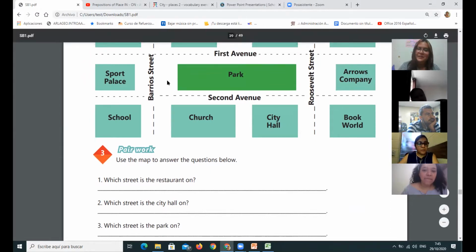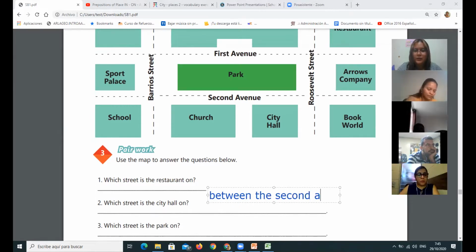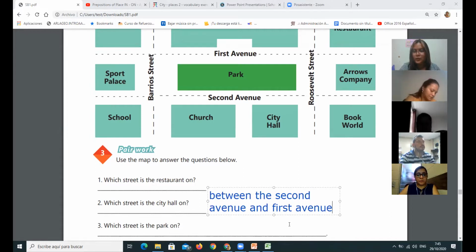Exactly. Can I say in between of First and Second Avenue? Of course, yep. Of course you can say that. Between the Second Avenue and First Avenue. Good. If you use between, then you need to mention the two streets, right? If you use between. Good, very good.